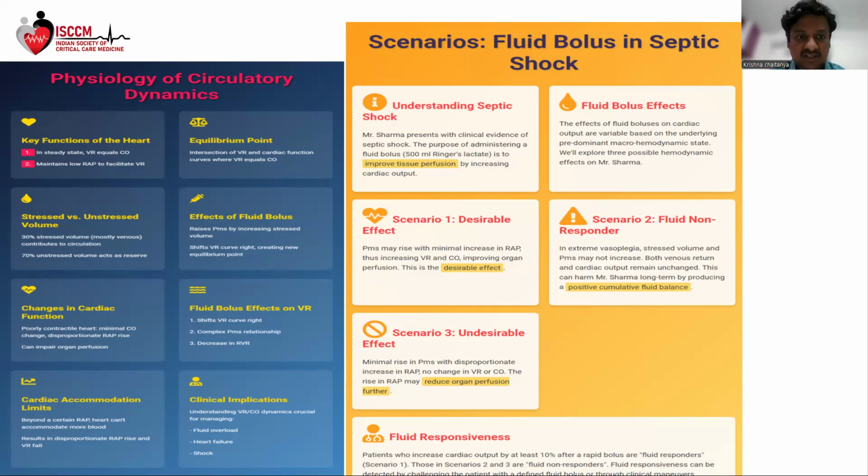Whenever there is a fluid bolus, there is an increase in stressed volume with a shift of the venous return curve towards the right. In septic shock, consider some Mr. Sharma with clinical evidence of septic shock. You give a fluid. There are three possible scenarios.